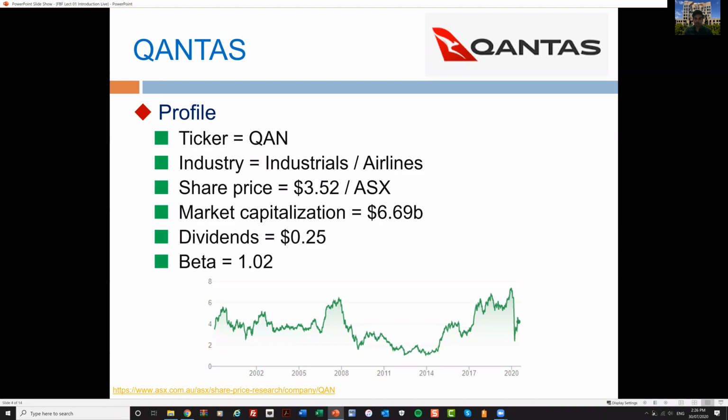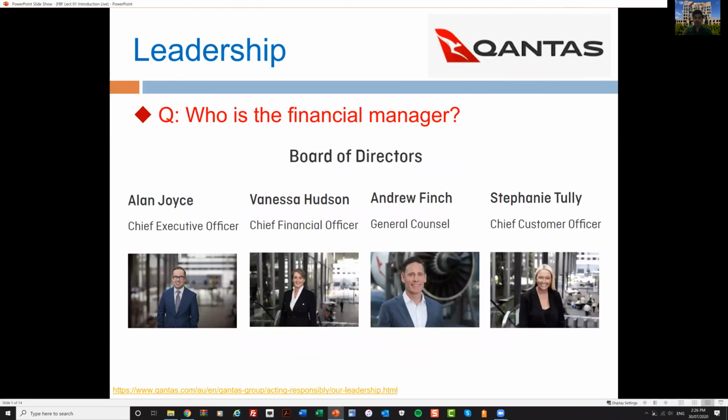Okay, so the reason I'm introducing you to Qantas is because I want to talk about Qantas's leadership team. If you're a company, you will have what's known as a board of directors. You might not have heard of this before, but a board of directors is essentially a group of people who represent the shareholders or owners of Qantas. They can be anyone inside or outside the firm. And typically they are there to oversee managers. They're there to hire and fire managers, to set dividend policies, to set company strategy, and to decide on how much the leaders get paid.